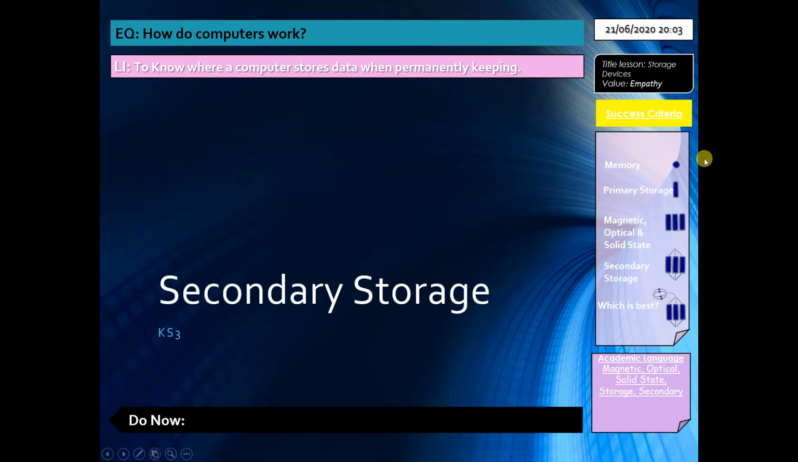So let's look at some success criteria. So again, looking at memory, primary storage, and then introducing the 3 types of secondary storage: magnetic, optical, and solid state. And then looking at where these secondary storage mediums fit in, and then which one is best.